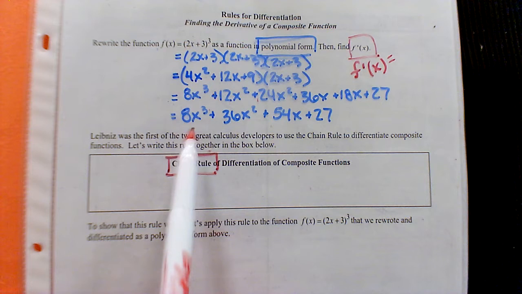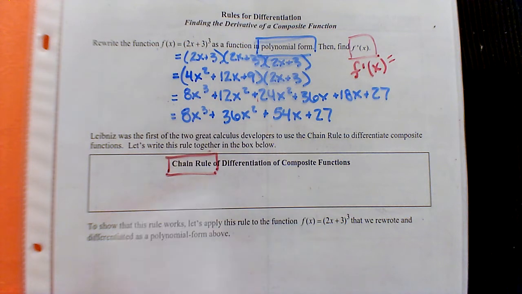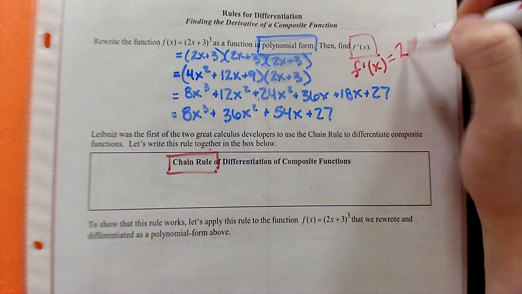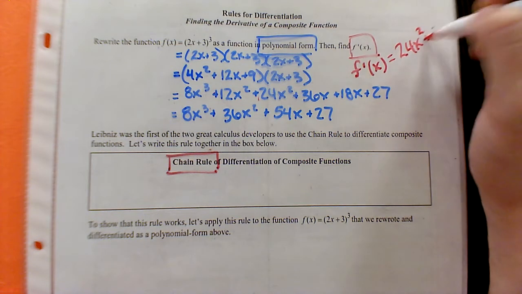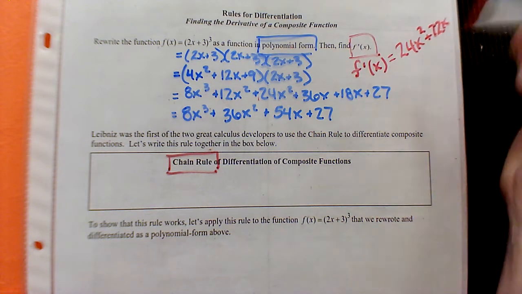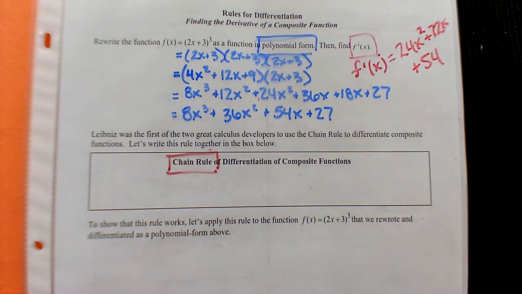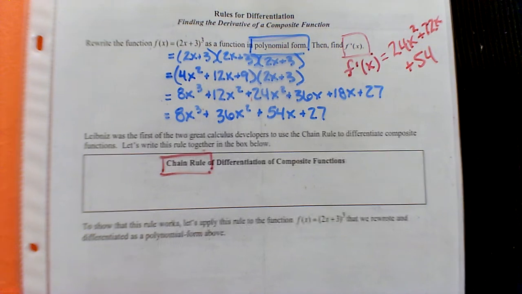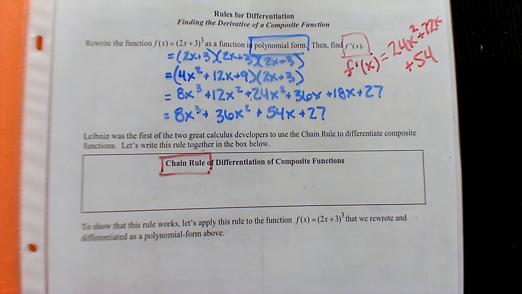That cubic function look about right? Okay. So if that's the original function just expanded, okay, can we find the derivative now pretty easily using a shortcut, our power rule? We'd get 24x squared plus 72x plus 54. Sound about right? Okay, hopefully that's nothing new to us.